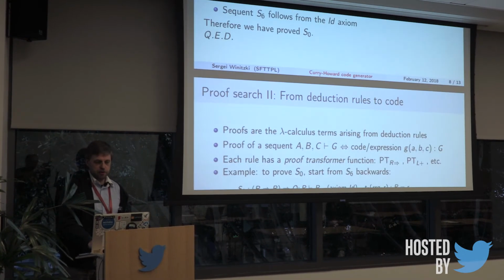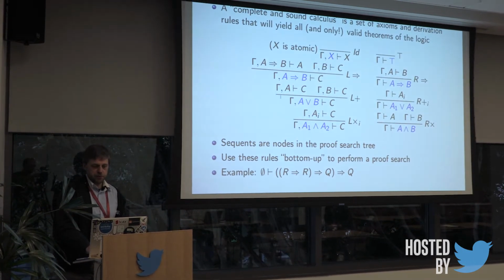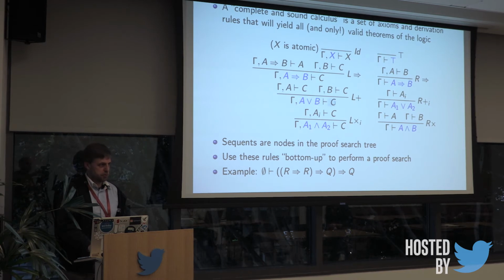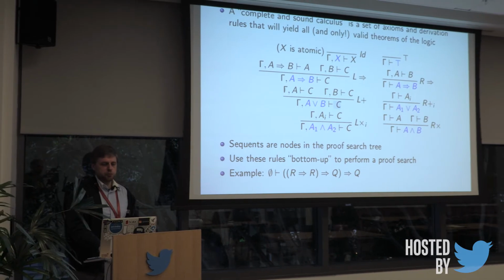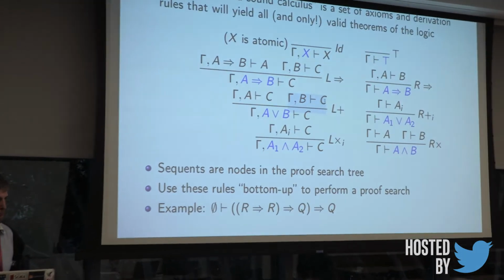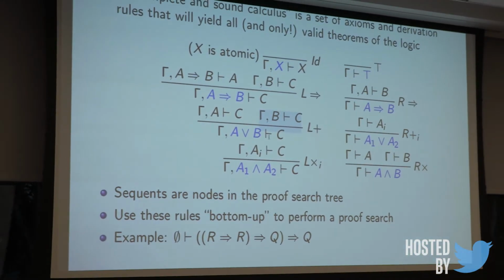Each rule, let me just go back here. So for example, this is a rule. If you want to prove, sorry, you have to prove from A or B follows C. That's what you want to prove. Then you have to prove that from A follows C, and you have to prove that from B follows C. But suppose you proved these two. How would you get a proof of this?